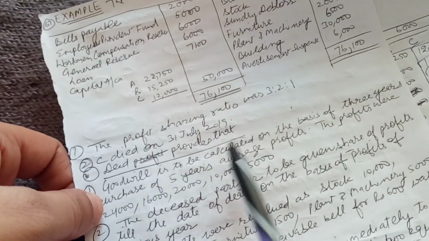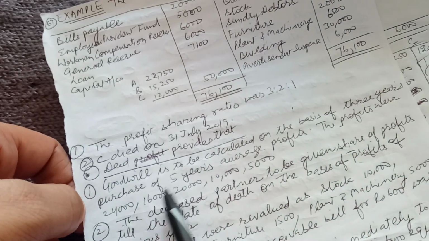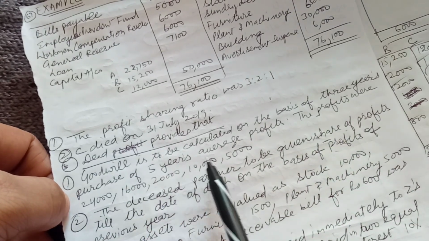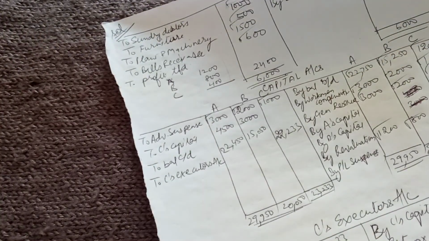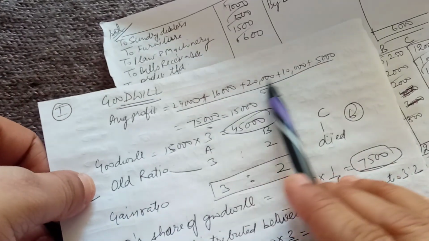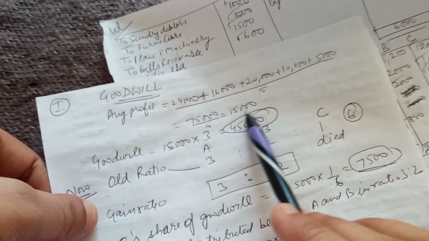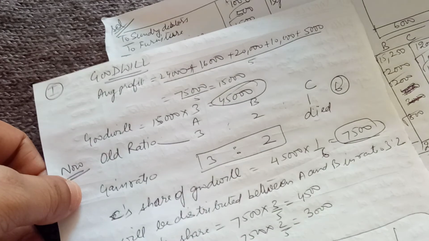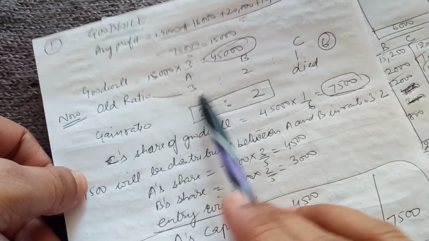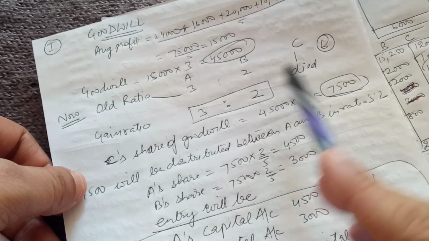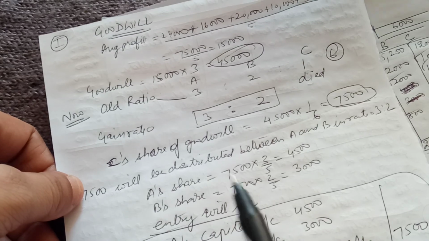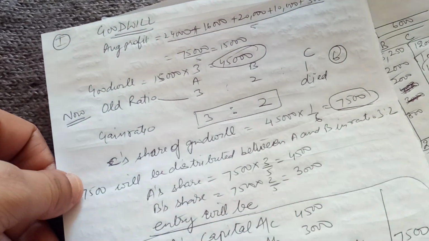Now the question was regarding the goodwill. Goodwill is to be calculated on the basis of 3 years purchase of 5 years average profit. Now 5 years average profit were 24, 16, 20, 10 and 5. Check out the worksheet. Now average profit, add all the profits, divide by 5, so it comes out to be the average profit. And goodwill is 3 years purchase of average profit, that is 45,000. Now the old ratio is 3:1. C died, so their gain ratio is 3:2. As new ratio is not given, so we assume in all cases that old ratio is the new gain ratio.